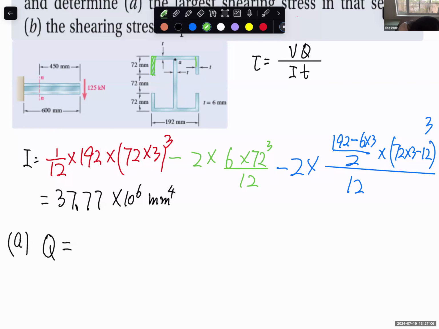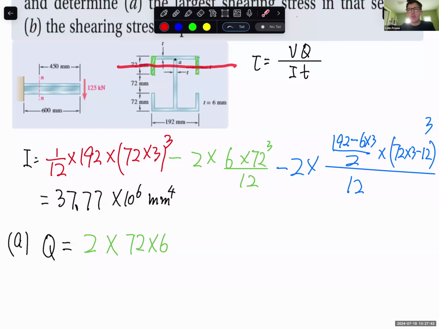Since we have both sides, so double, 2. Area equal to 72 times 6. What is the y bar for this green area? If you consider Q for the green area, what is y bar? Yes, 72. The line passes through the centroid of the green area and the centroid of the entire cross section. So it should be this distance. This distance should be 72 times 72.